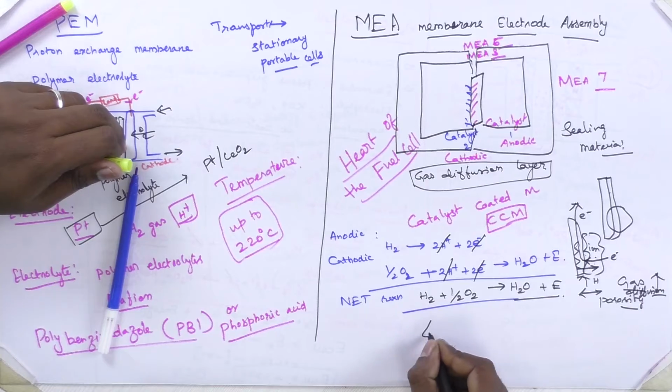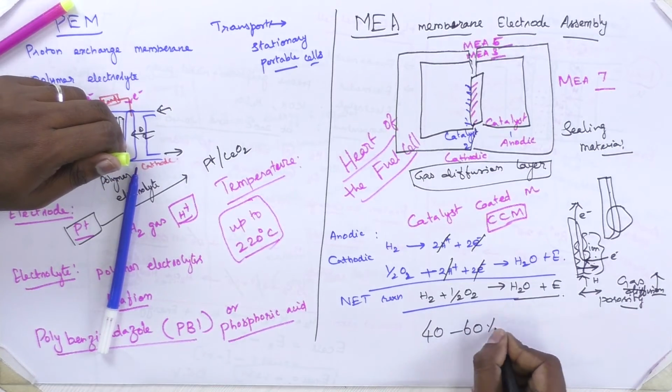Even though it has a low operation temperature of 80 to 90 degrees Celsius, it has a rapid startup time, including in frozen conditions. So if you are going to use it in a hill station or other icy conditions, we may get an easy startup for automobiles. Then we may get around 40 to 60% efficiency from this fuel cell.